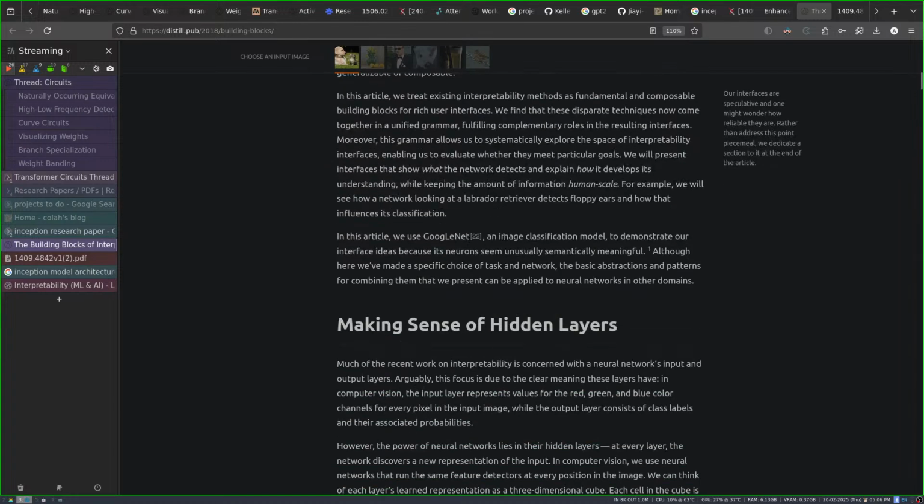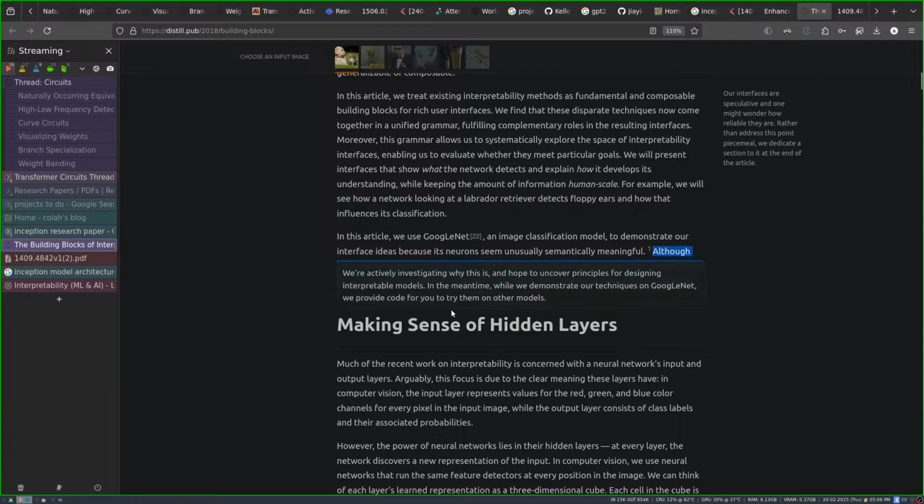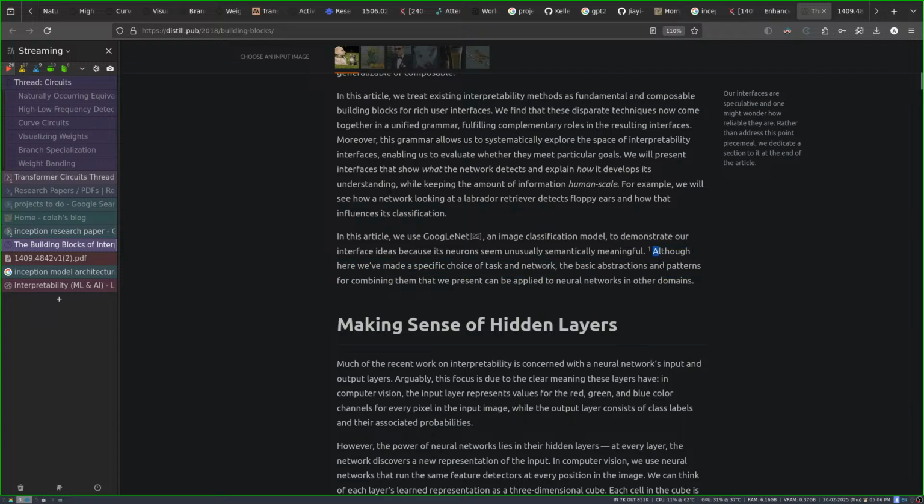In this article, we use GoogLeNet, an image classification model, to demonstrate our interface ideas because its neurons seem unusually semantically meaningful. Although we have made a specific choice of task and network, the basic abstractions and patterns for combining them that we present can be applied to neural networks in other domains.